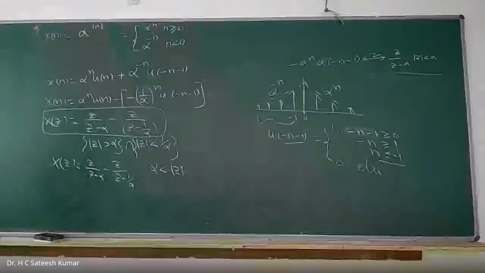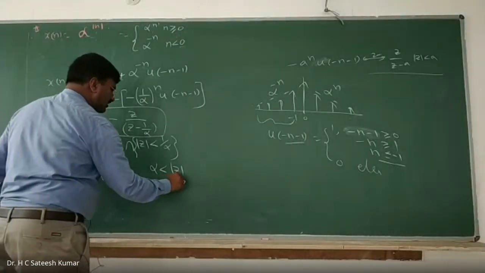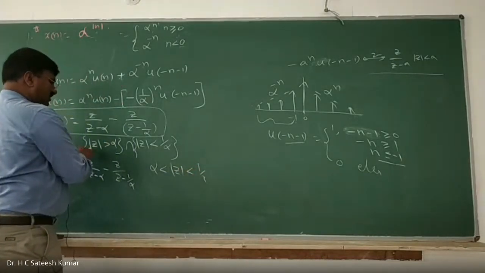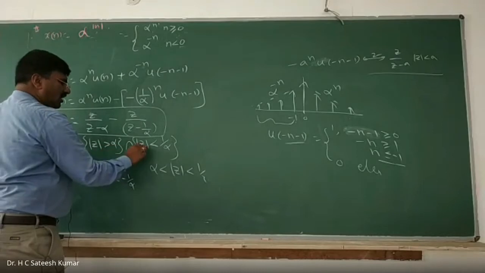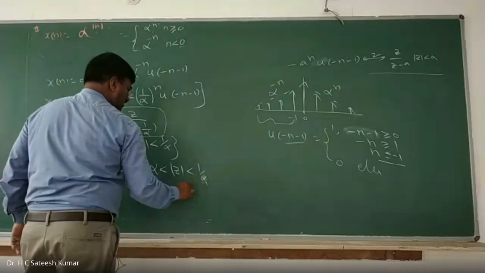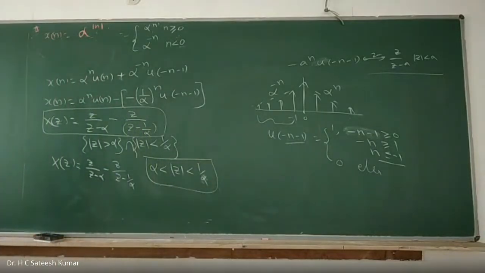Okay, right. Intersection. So combined one, what is that we have? Mod z is less than 1 by alpha, and alpha is less than mod z. So mod z lies between alpha and 1 by alpha.